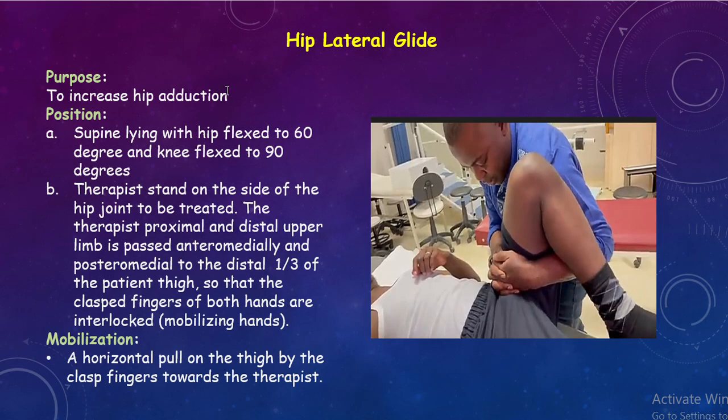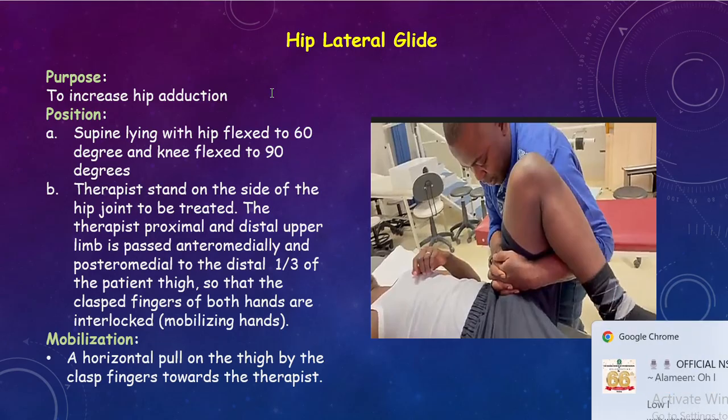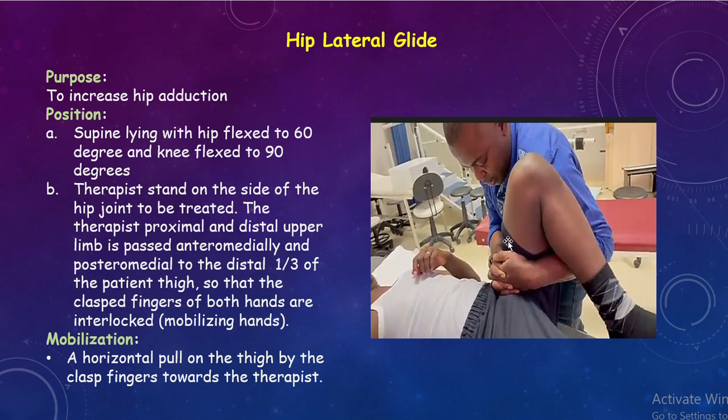Then we go to lateral glide. In the lateral glide of the hip joint, the patient will be in side lying. Our patient is in side lying, and the therapist will grab the proximal thigh from the lateral aspect. His proximal hand will pass over the proximal femur, and his distal arm will pass behind the thigh. So the two fingers are clasped and fixed at the upper part of the thigh.